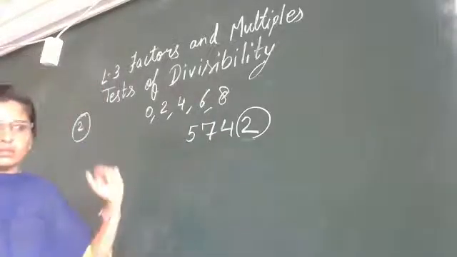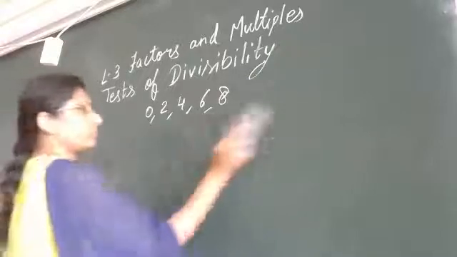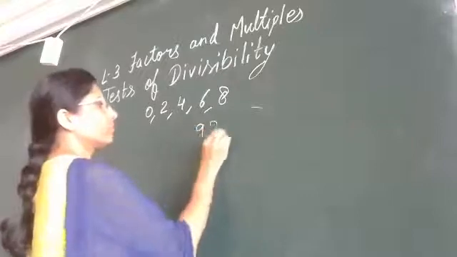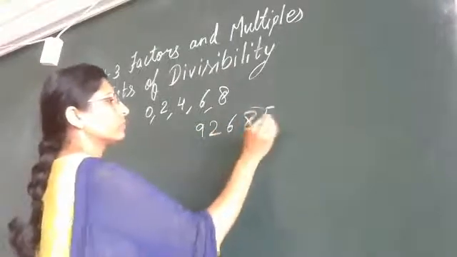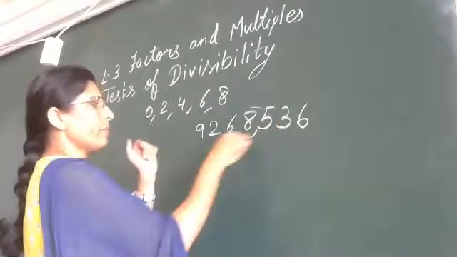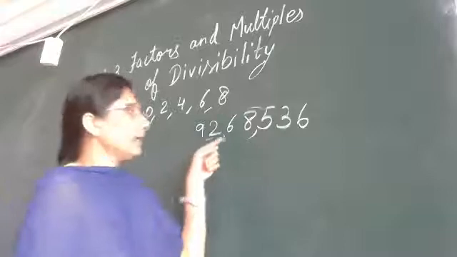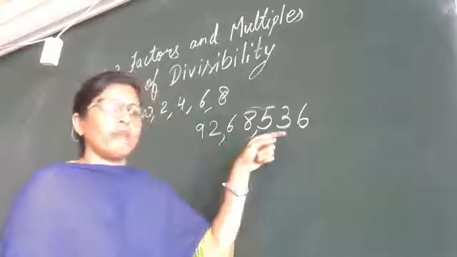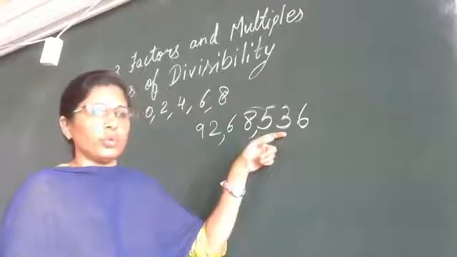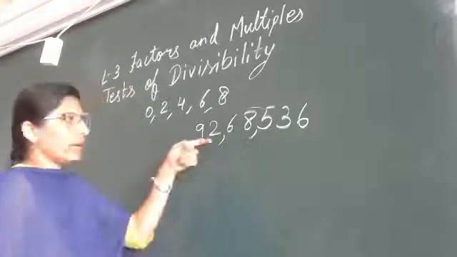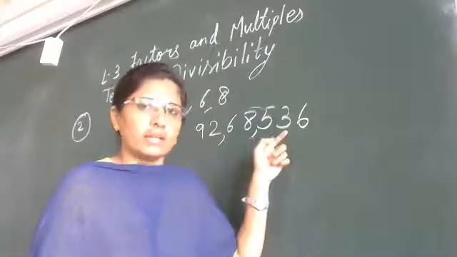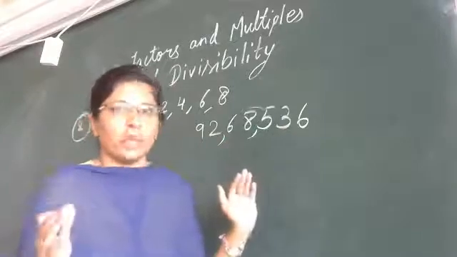Yes, some disturbance is coming. We'll take one more example. Now this number is given 92 lakh 68,500 and Soyam Sarolkar. Just mute yourself. Okay, 92 lakh 68,536. This is a large number.